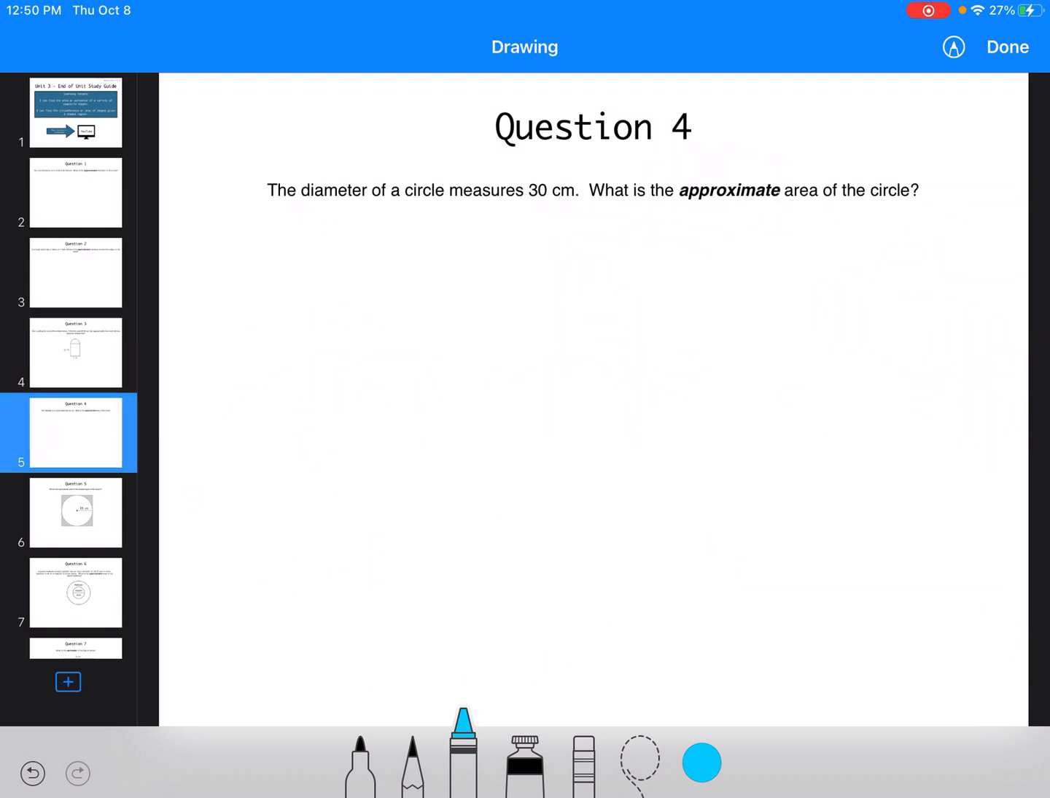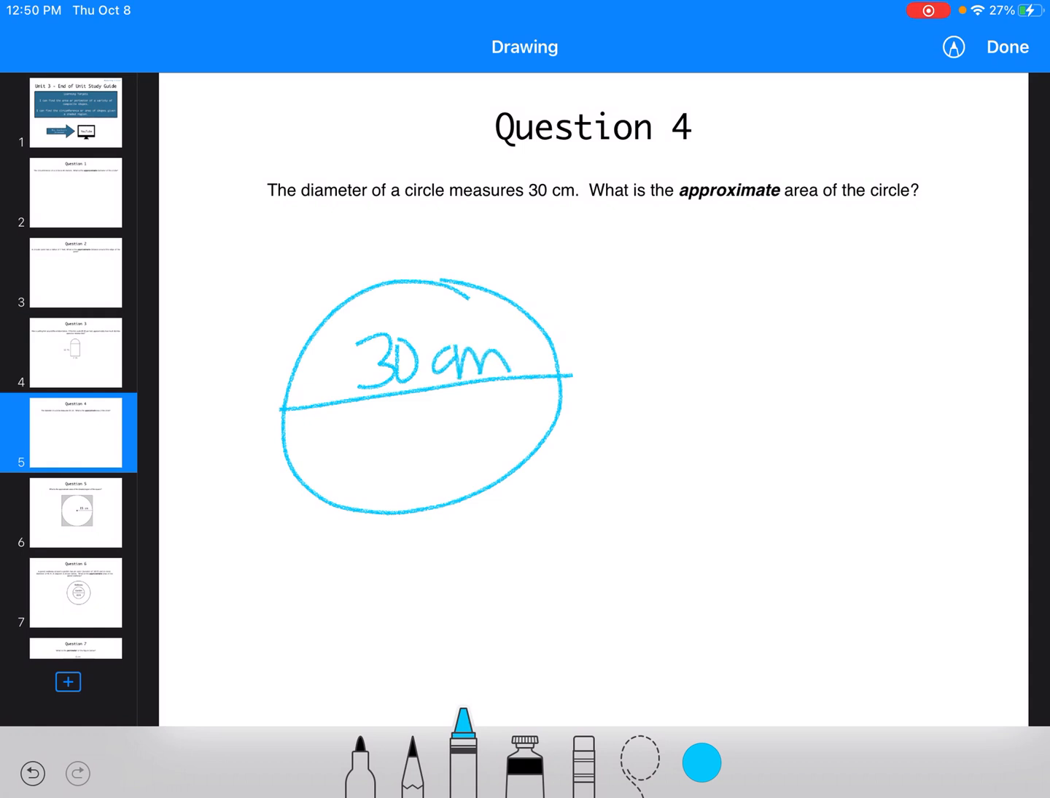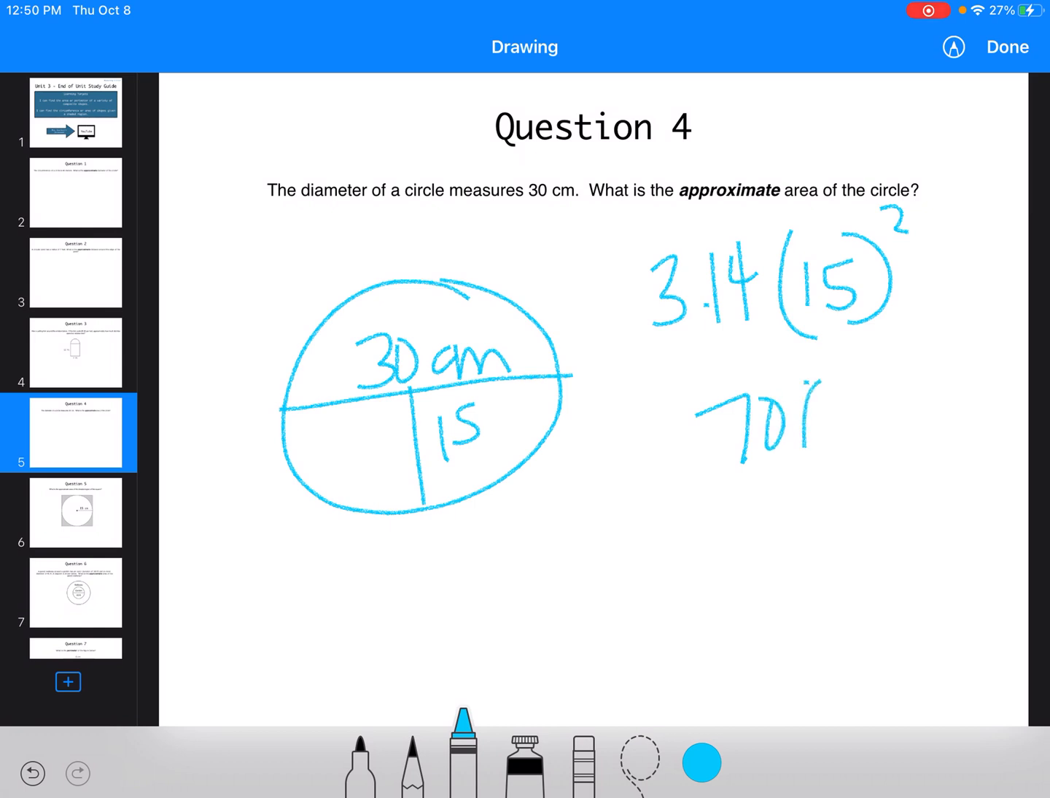All right, I've got a circle, and the diameter is 30 centimeters. They want to know the area, so I'm going to do 3.14 times the radius, so that's going to be 15 because the radius is half of the diameter, and I'm going to square it. So in my calculator, I'm going to do 3.14 times 15 times 15, and I get 706.5, and it's going to be centimeters squared.